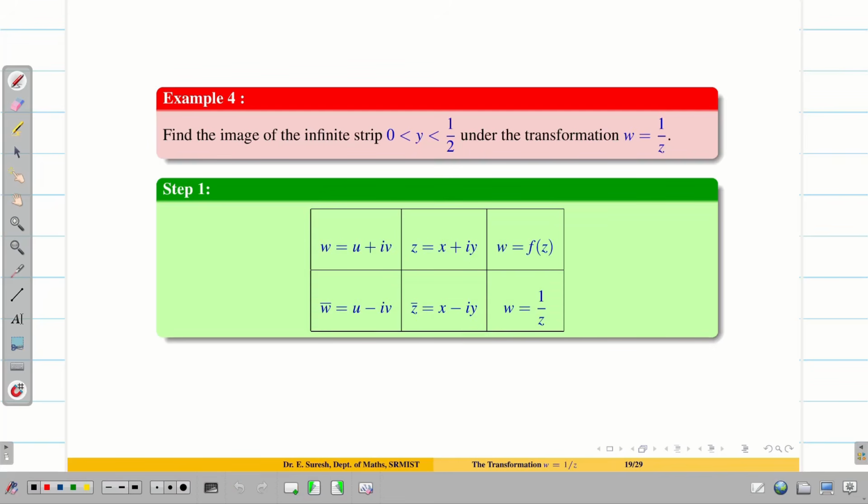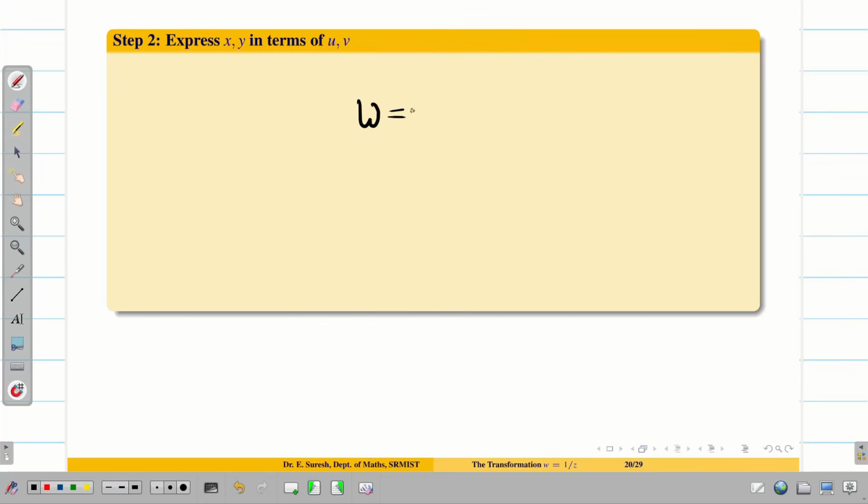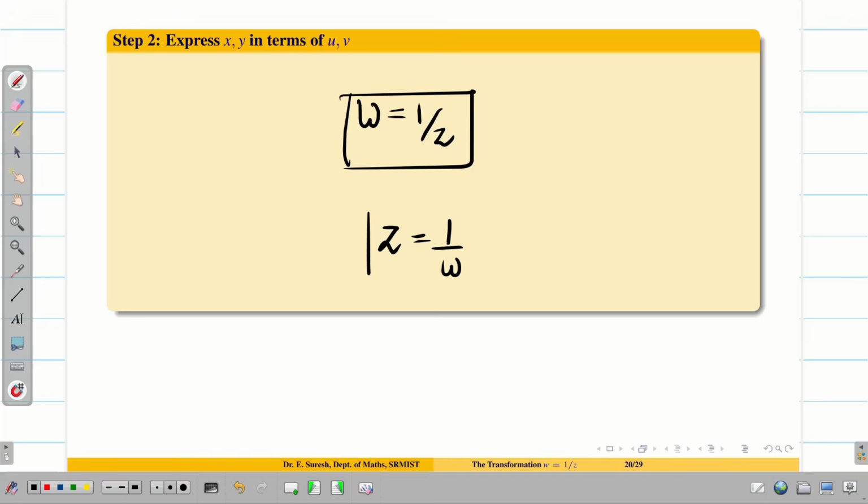Fill all the information. The given infinite strip is in terms of X and Y. I want to find the corresponding image in W plane. For this, I have to convert all my XY terms in terms of U and V. That is my step 2. The given relation is W is equal to 1 by Z. Now I have to rewrite this Z equal to 1 by W. Then only I can find X and Y in terms of U and V.